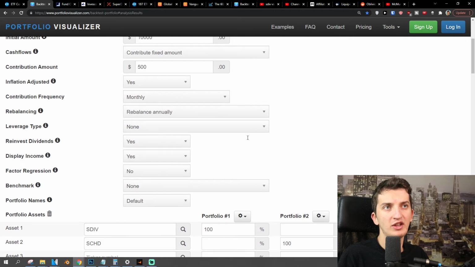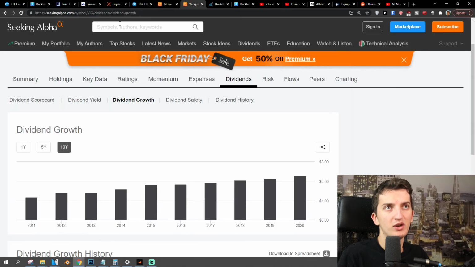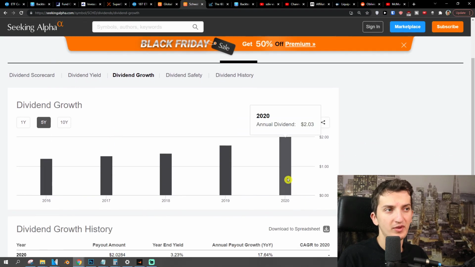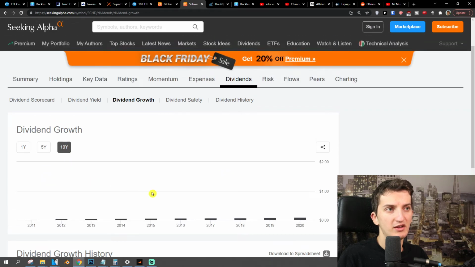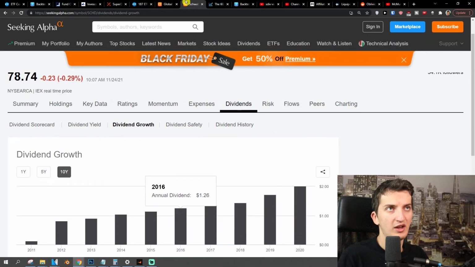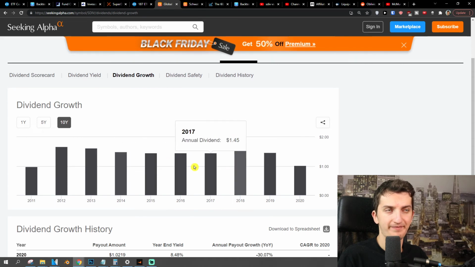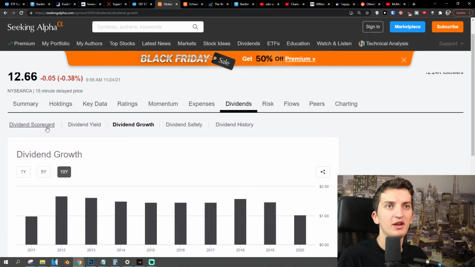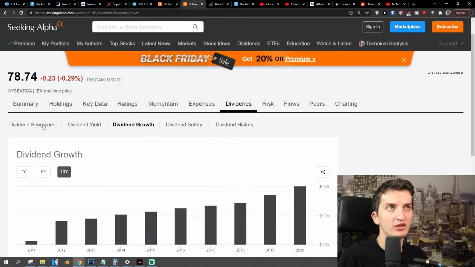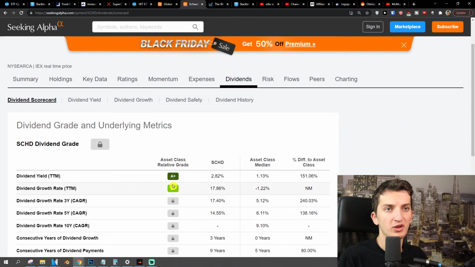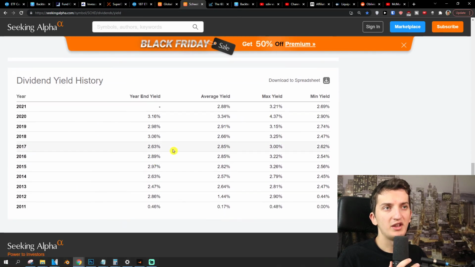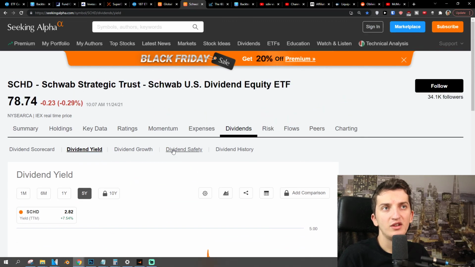So definitely choose that even if you want to go. And when you look on a SCHD, look at the dividend history here. And look at the dividend history here. Why would you even invest into this? And then dividend scoreboard, A plus, B plus, plus. Then dividend yield. Yes, the dividends are really good with SCHD.